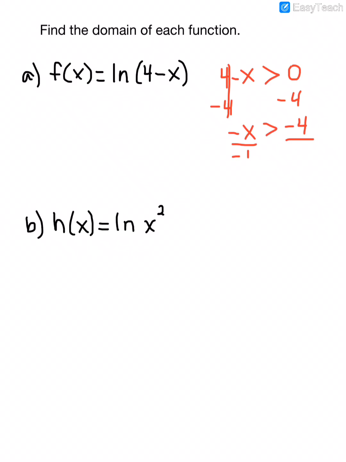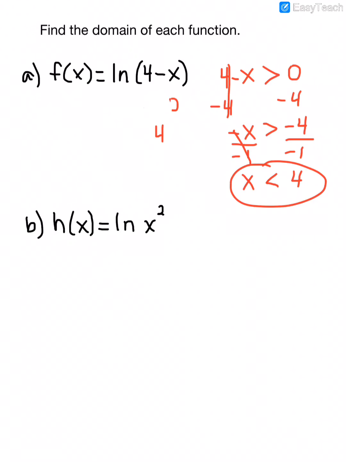Okay, so then I need to divide by negative 1, but since this is an inequality, anytime I divide by a negative, I flip the inequality. So the domain of this logarithmic function has to be less than 4, which might not make sense because we know it's got to be greater than 0, but let's test it out. If I were to plug in a number that's less than 4, say 0, well, 4 minus 0 is just 4. So that's greater than 0.